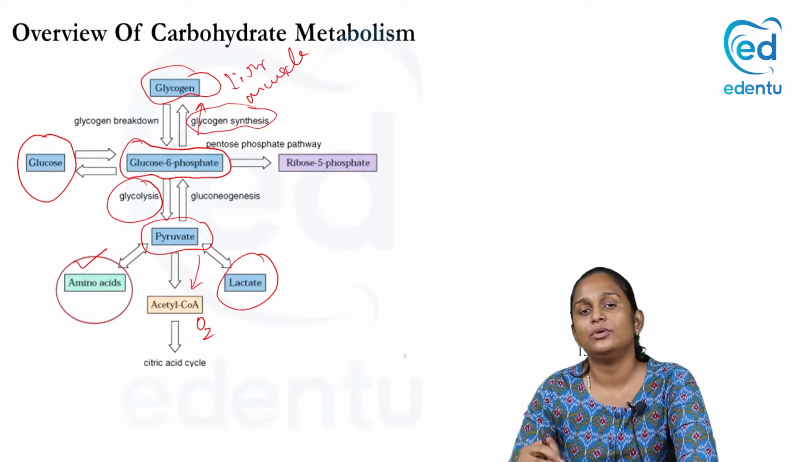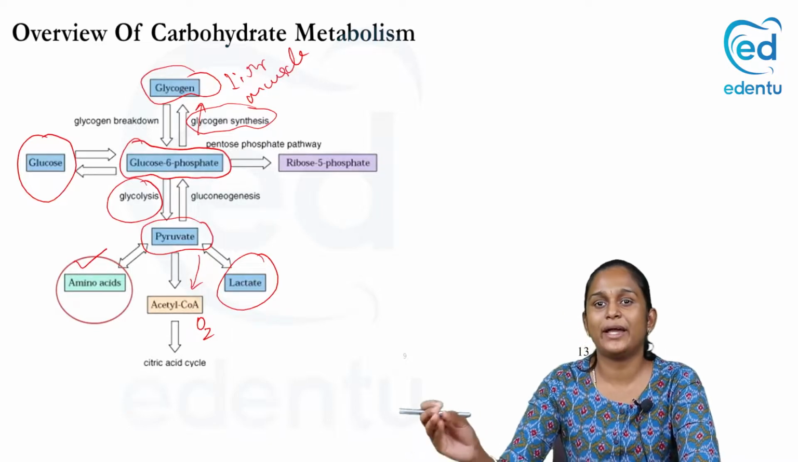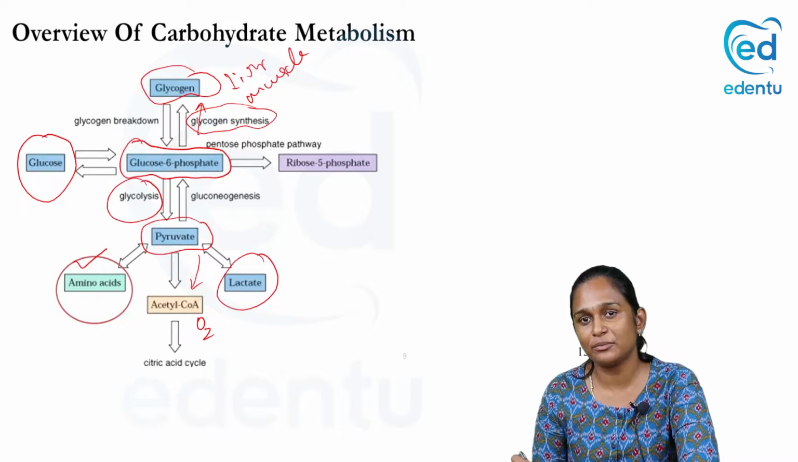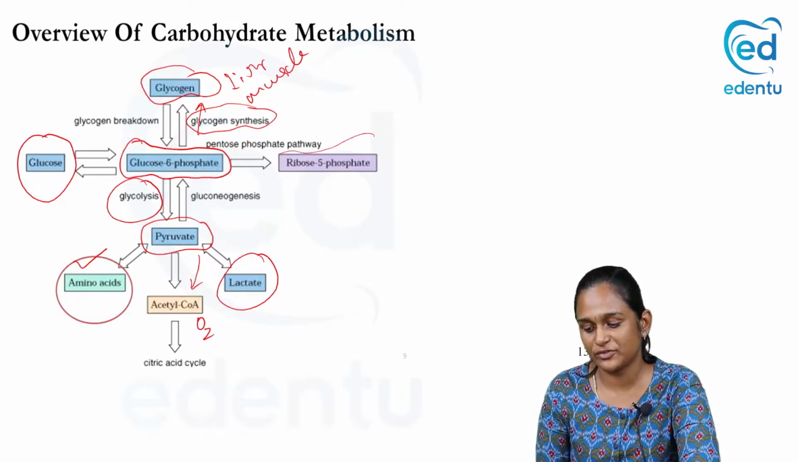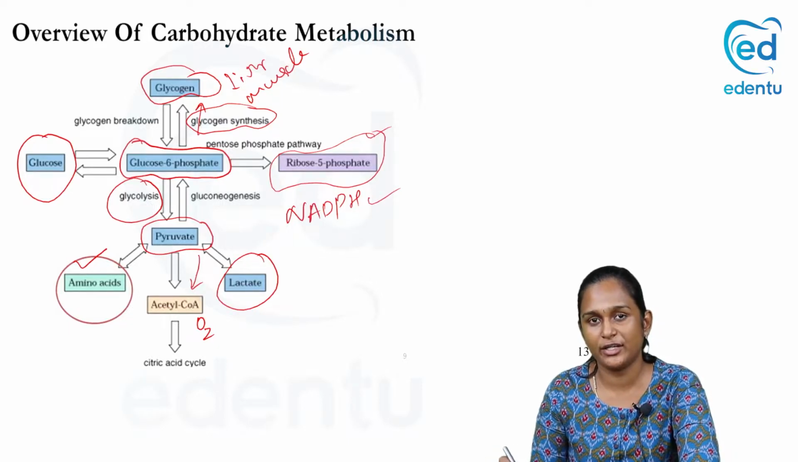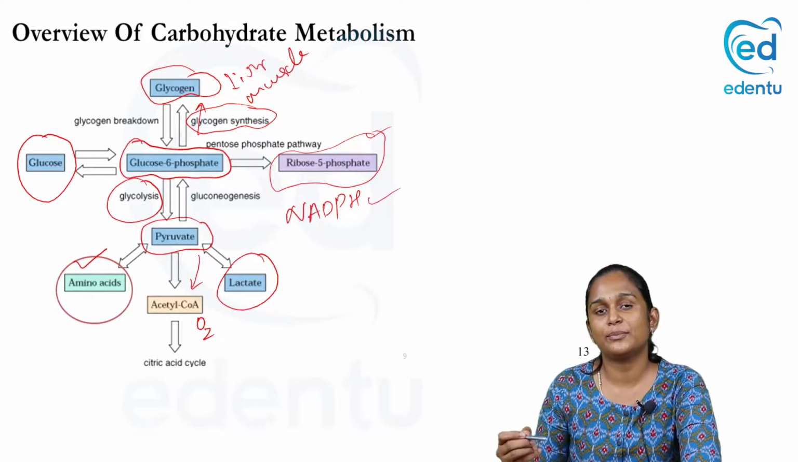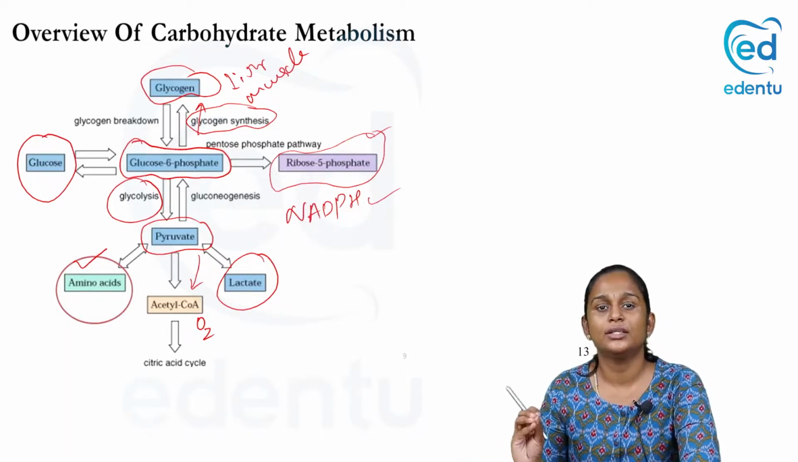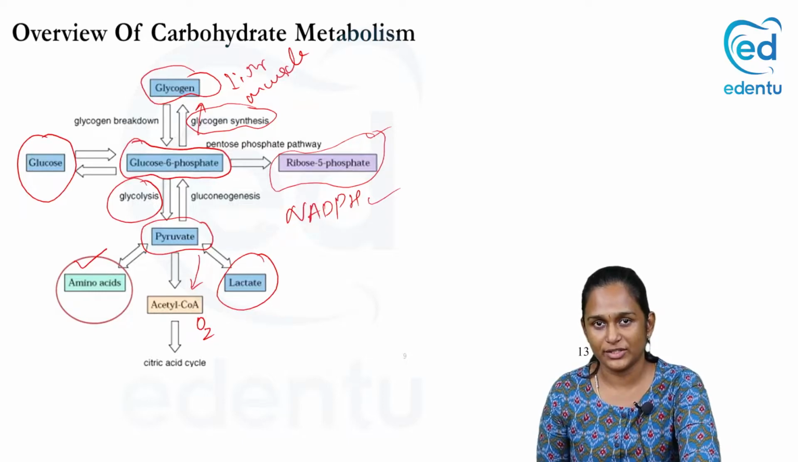What happens to glucose 6-phosphate? There are certain minor pathways which will result in formation of certain compounds like ribose 5-phosphate and NADPH. So these pathways will occur continuously in certain tissues which require ribose 5-phosphate and NADPH for the proper functioning of the cells. So this is the overview of the metabolism of carbohydrates.